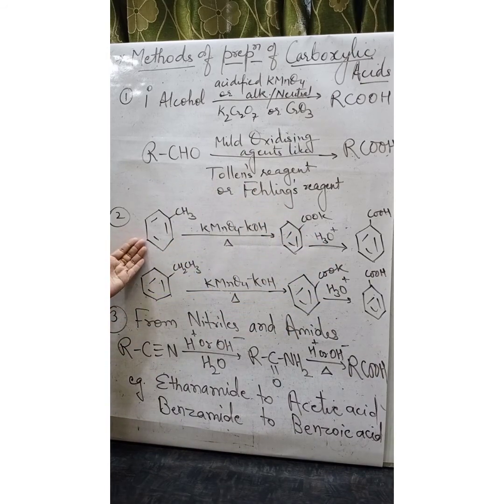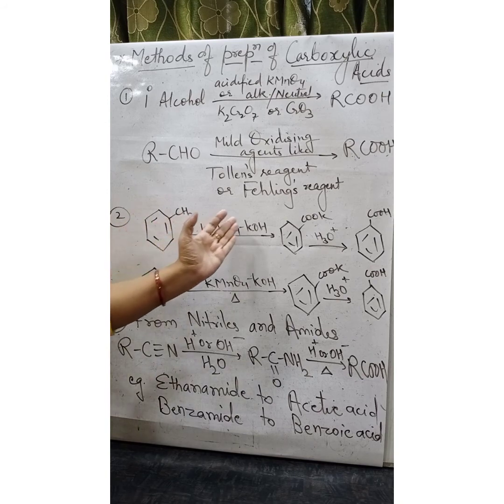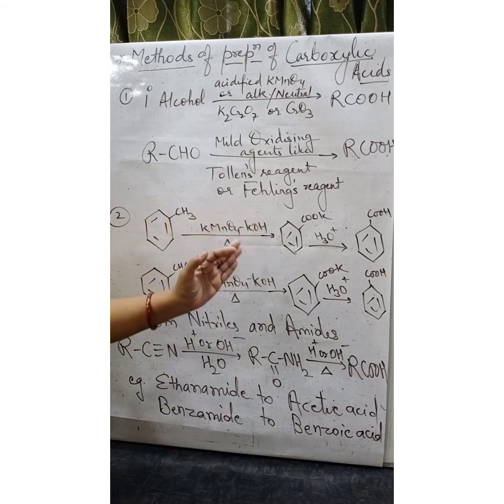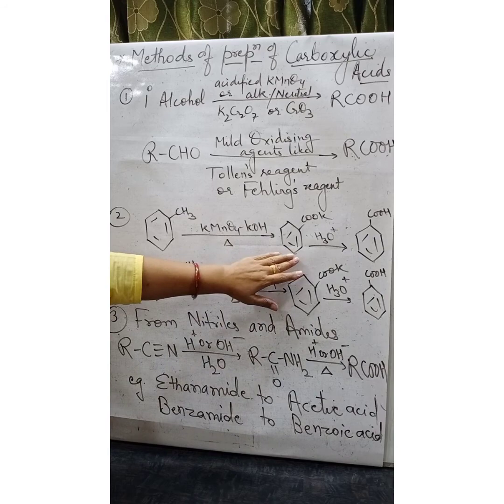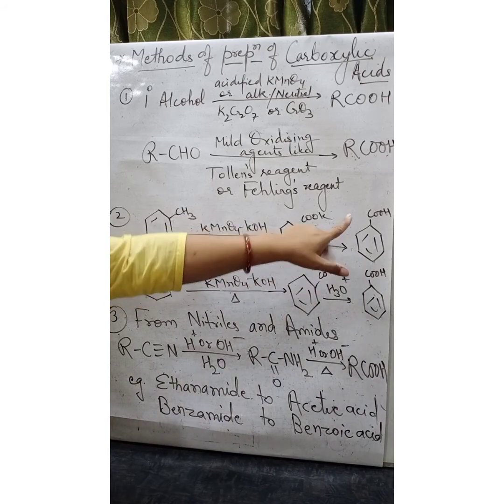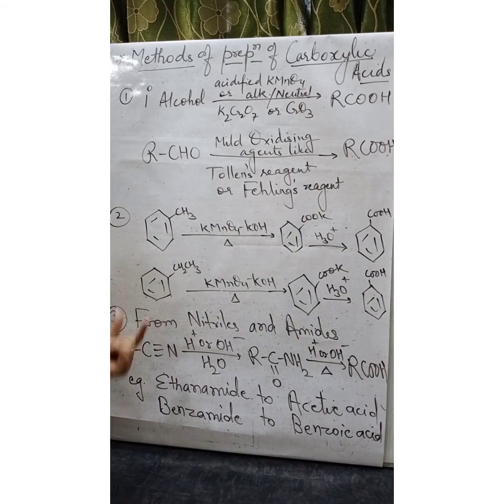So for example, you can see toluene. When you treat it with KMnO4, KOH and heat it, you form a potassium salt of the acid which on hydrolysis gives benzoic acid. Similarly, ethyl benzene can be converted into benzoic acid. Here we can have propyl benzene, butyl benzene. So irrespective of the length of the side chain, it can be directly converted into benzoic acid.